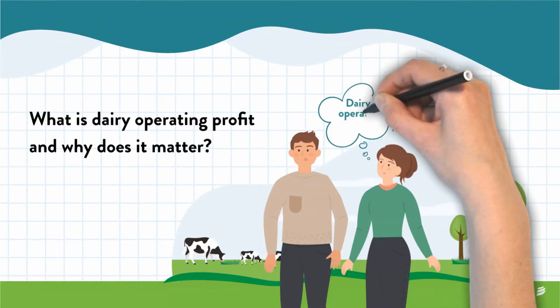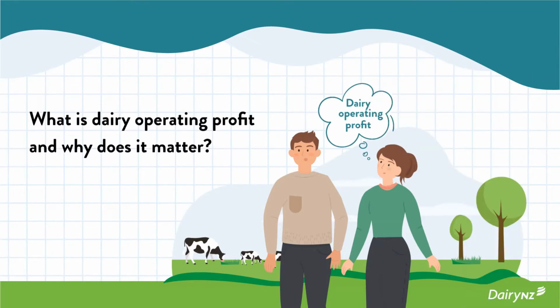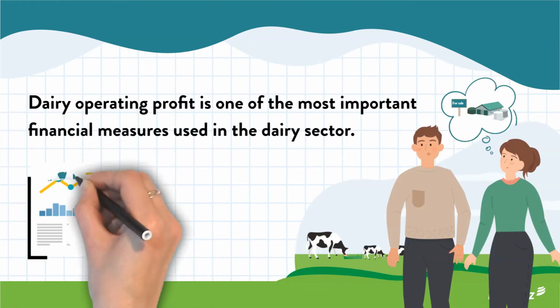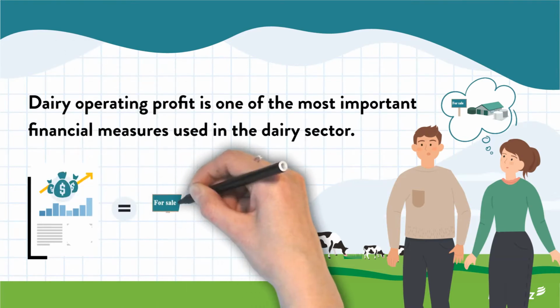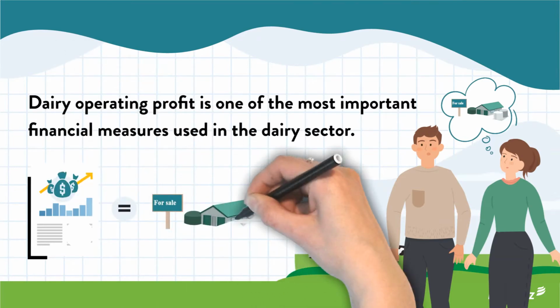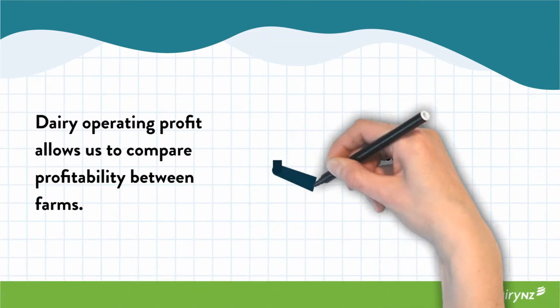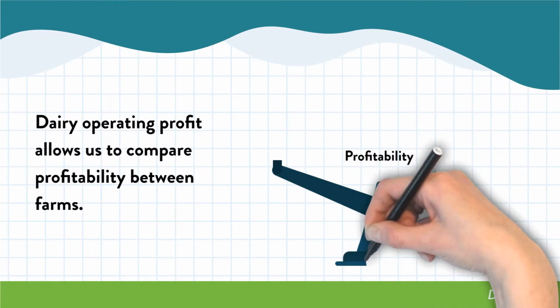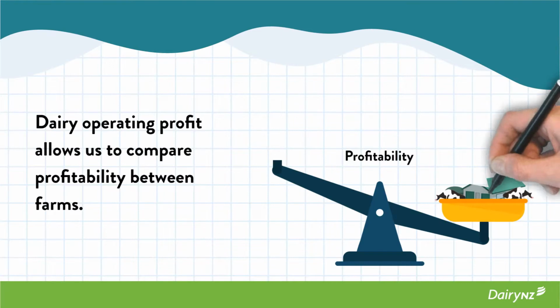What is dairy operating profit, and why does it matter? Dairy operating profit is one of the most important financial measures used in the dairy sector. The more profitable your farm business, the more opportunities to progress and achieve your goals. Dairy operating profit allows us to compare farm profitability between farms. It is similar to earnings before interest and tax.